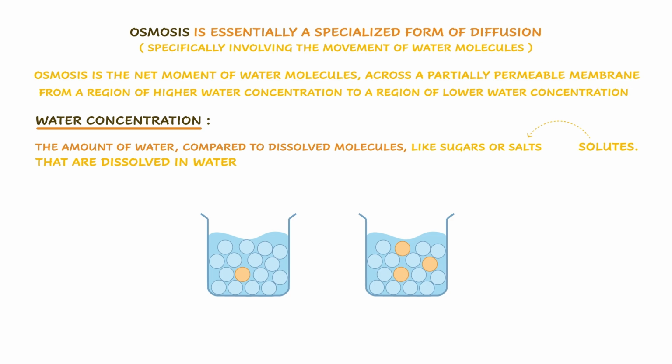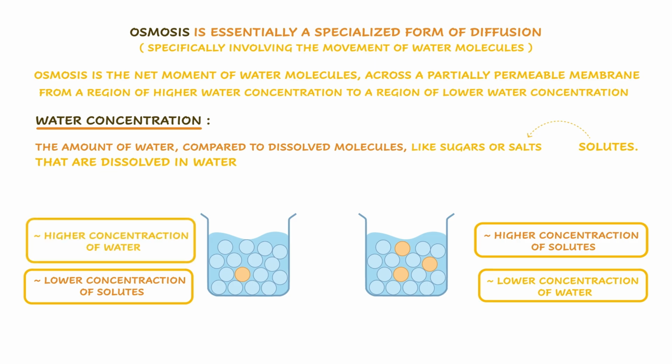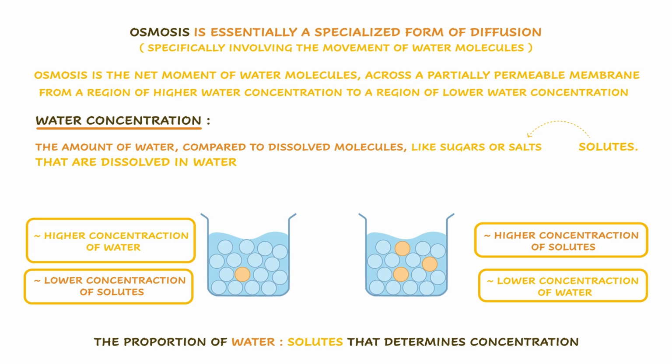If we add one solute particle to the left beaker and 3 solute particles to the right beaker, the right beaker will have a higher solute concentration. Consequently, it will have a lower water concentration, since there are fewer water molecules per solute particle. Conversely, the left beaker has a lower solute concentration and a higher water concentration. The key takeaway is that water concentration is determined by the proportion of water relative to solutes, not just the total volume of water.